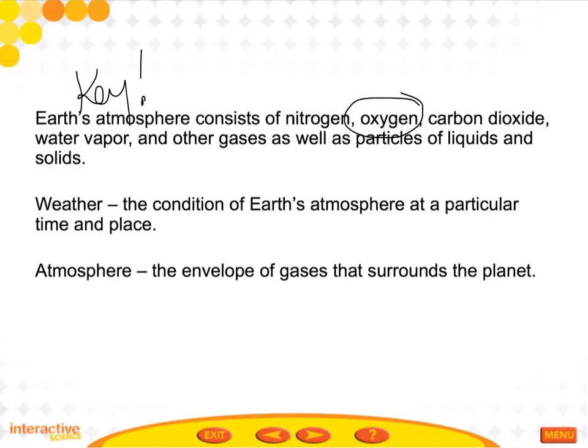Weather and atmosphere. You should already know those, but weather is the condition of Earth's atmosphere at a particular time and place. And then atmosphere is the envelope of gases that surrounds the planet. So it's not just what's here, it's all the atmosphere that goes all the way up, all the way around our planet.